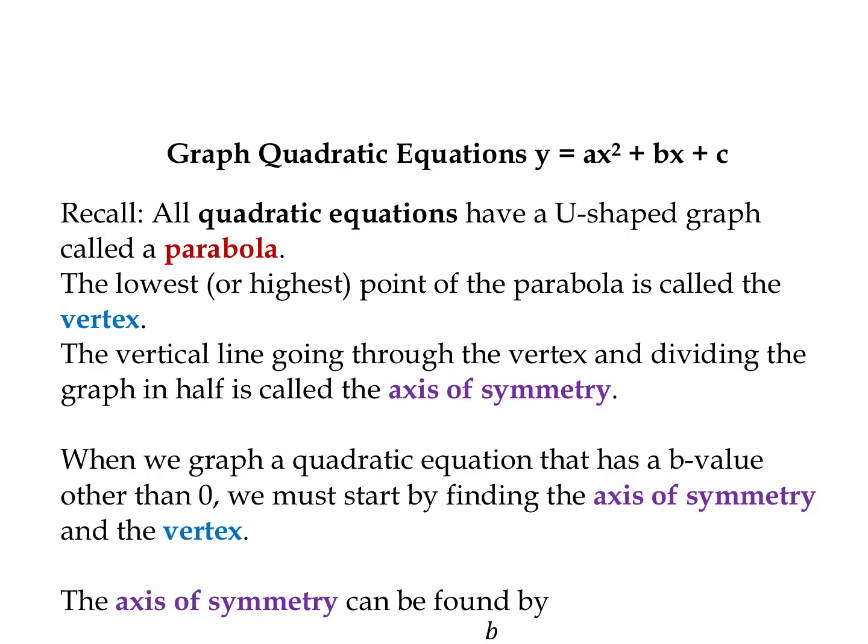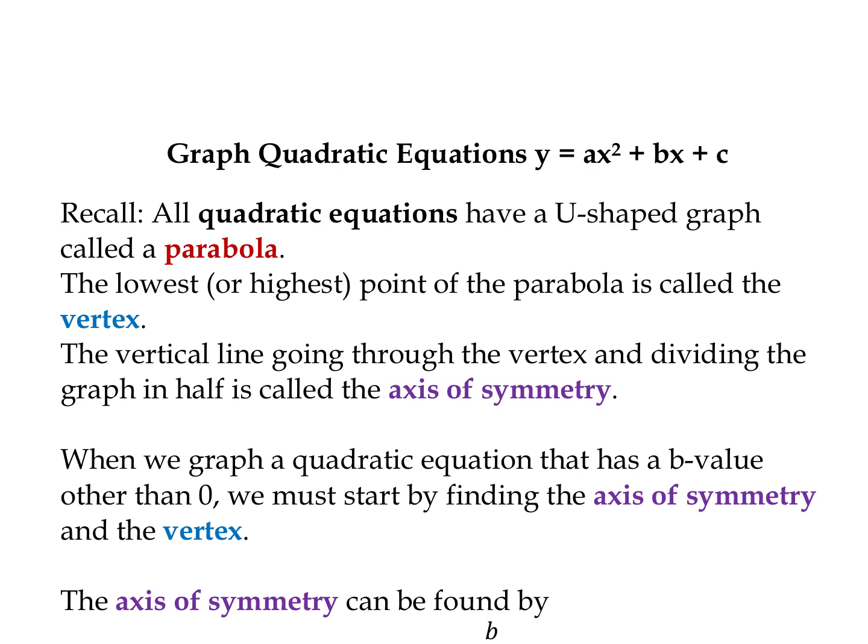In this lesson, we're going to learn about graphing quadratic equations in the form y equals ax squared plus bx plus c. So we're going to have all three terms of that quadratic trinomial. Recall a quadratic equation has a U-shaped graph called a parabola. The lowest or highest point of the parabola is the vertex. And the line that goes down through the middle of the parabola, dividing it evenly on both sides, is called the axis of symmetry. Those are going to be two key things to start with.